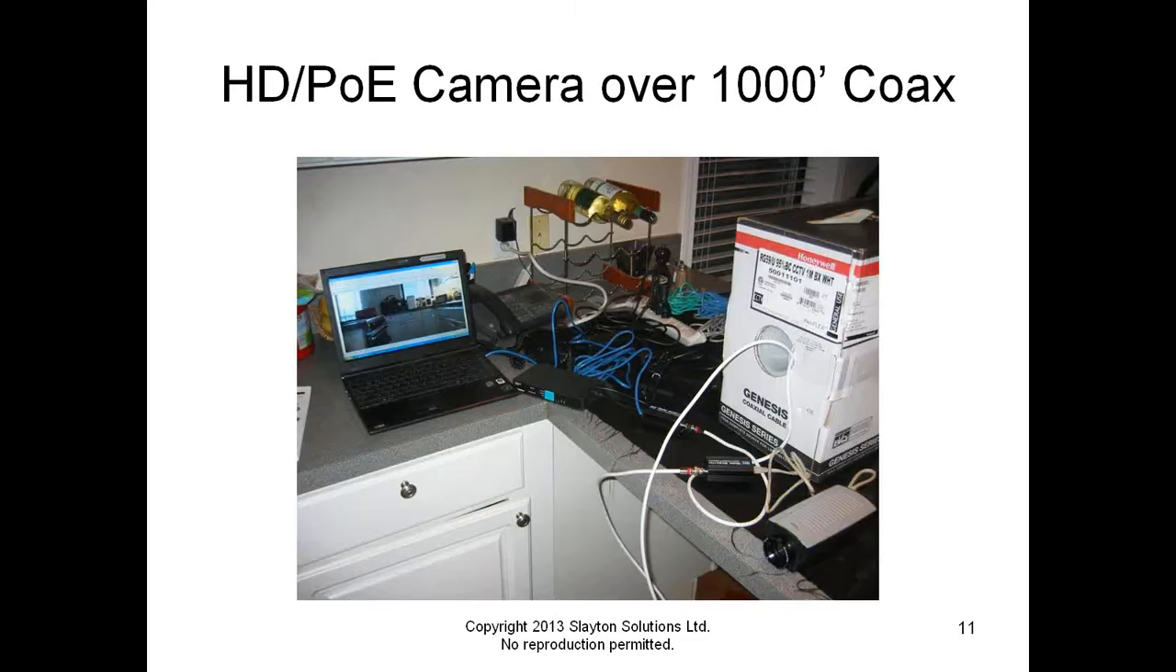Now here you see my kitchen at home, and here on the lower right-hand side of the screen there is an HD IP camera from Axis. It is connected up to one of the NVT interface boxes, which is run through 1,000 feet of Genesis cable, which goes into another NVT box, which goes into a network switch, which goes into my laptop, and now I have my HD video picture, 30 frames a second of 1080i resolution coming through the 1,000 feet of coax right there on my kitchen table.